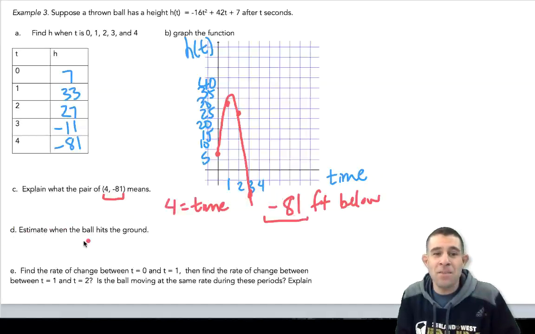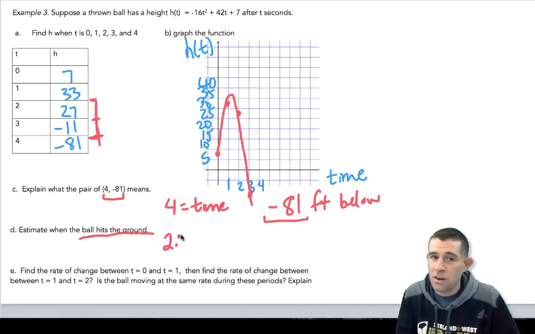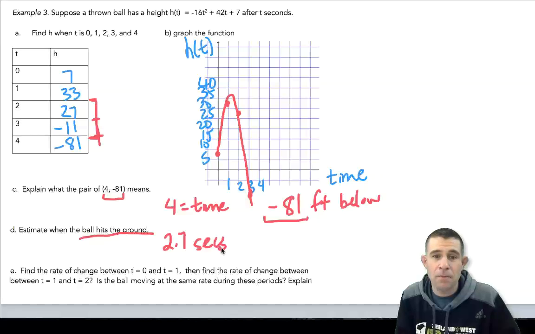It says estimate when the ball hits the ground. So if you take a look at your table, we're somewhere between 2 and 3 seconds. We were actually closer to 3 seconds, and I think if we went back and checked our graph, it was right around 2.7 seconds.